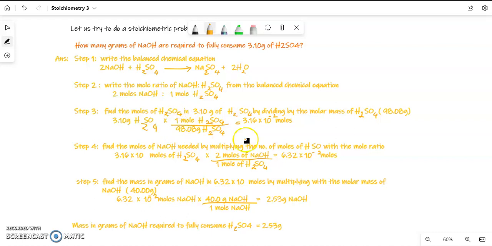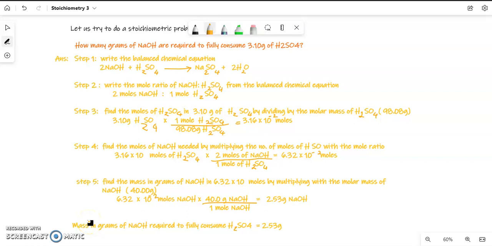See, 1 mole by the mass. So mass times 1 mole divided by mass means the grams will cancel and the unit that you get will be moles. So when you divide these, you get 3.16 into 10 raised to minus 2 moles. This is the number of moles of sulfuric acid in this particular mass of sulfuric acid.